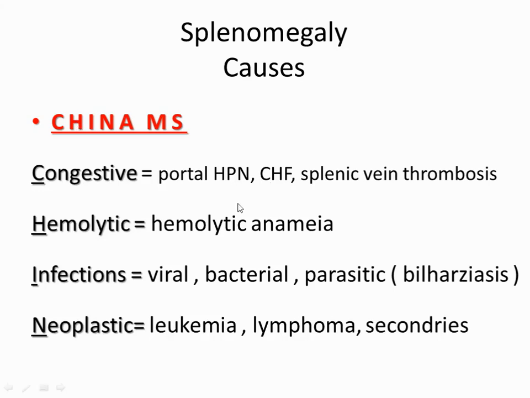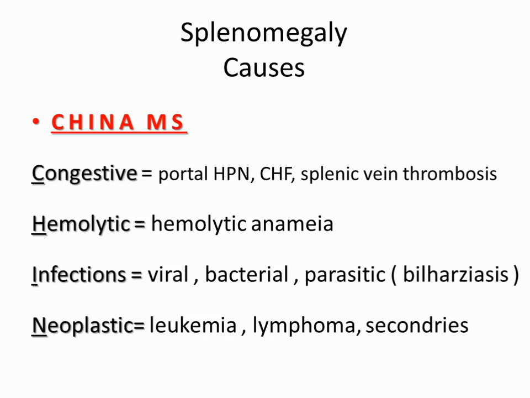Congestive also includes congestive heart failure. Congestive heart failure may lead to enlargement of the spleen, as blood refluxes from the failing heart to the IVC, from the IVC to the hepatic veins, to the portal vein, to the splenic vein, and lastly to the spleen, leading to enlargement of the spleen. Splenic vein thrombosis.